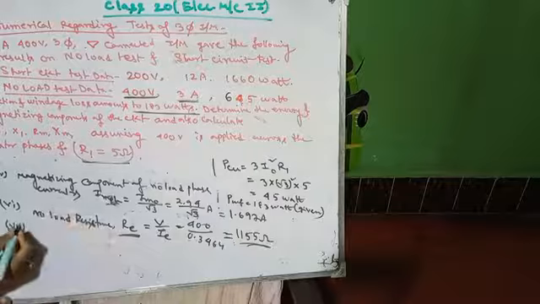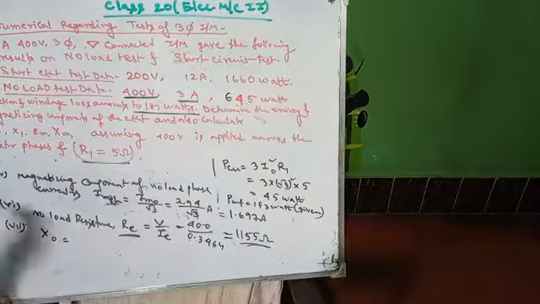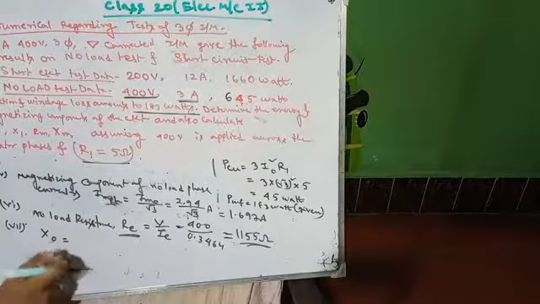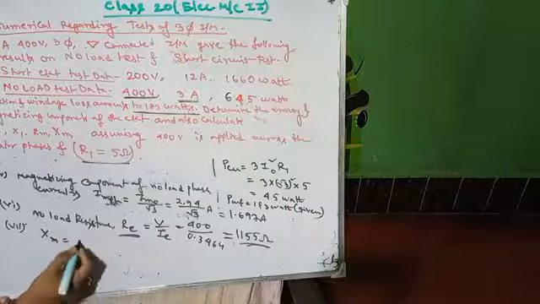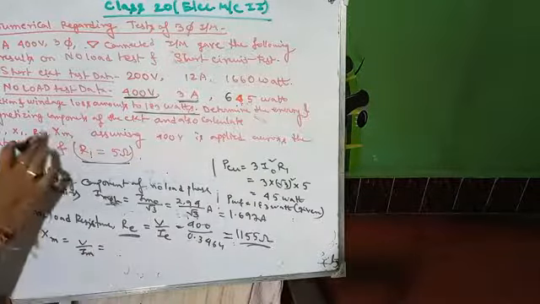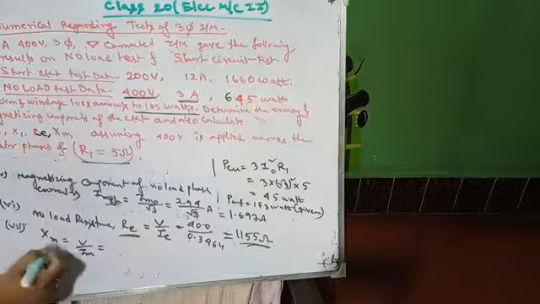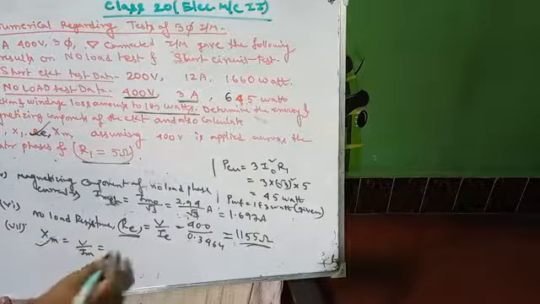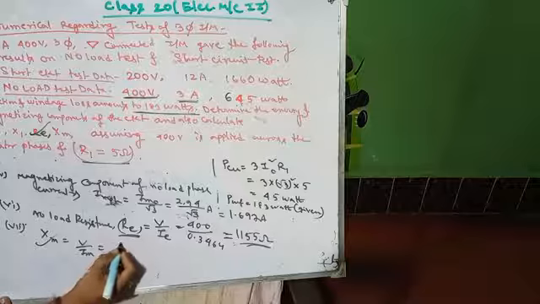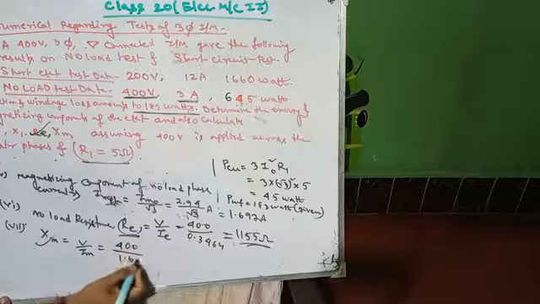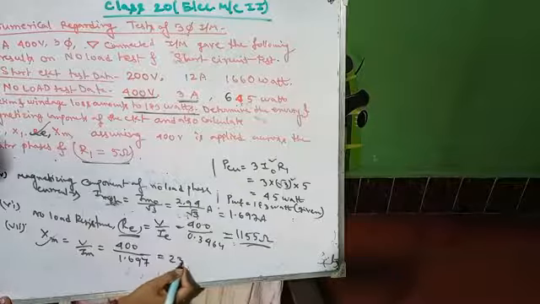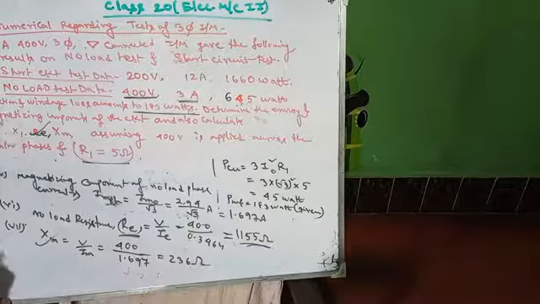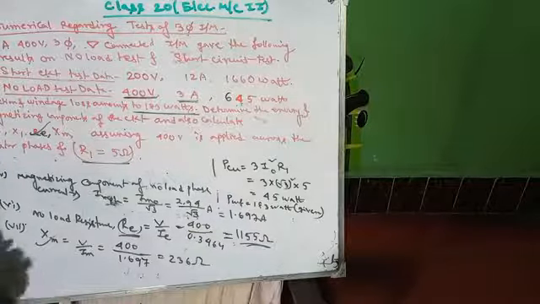Okay, so now X_0, that is no load magnetizing reactance, which will be equal to, or you can say X_M, V by I_M. Here you have to find R_E and X_M. Okay, this is R_E and this is X_M. V by I_M, that will be 400 by I_M equals 1.697. That will be equal to 236 ohm. So these two parameters you have to find. Okay, so these 7 points you have to do for no load test.